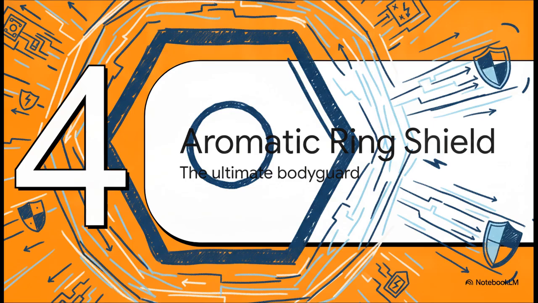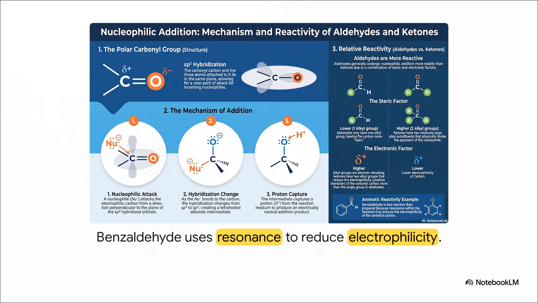All right, on to section 4, the aromatic ring shield, the ultimate bodyguard. We've seen the basic physical and electronic defenses, but now let's look at a molecule that employs some seriously heavy-duty advanced security. Meet benzaldehyde. This molecule attaches the vulnerable carbonyl group directly to a benzene ring. Now, this is not just your ordinary R group. It's an aromatic ring, which means it has this circulating cloud of electrons.